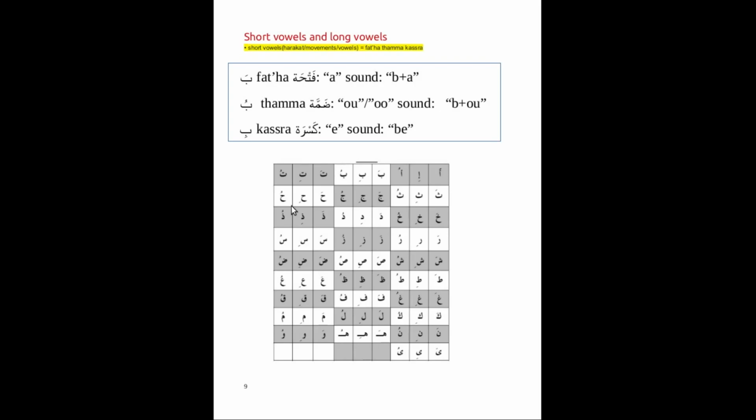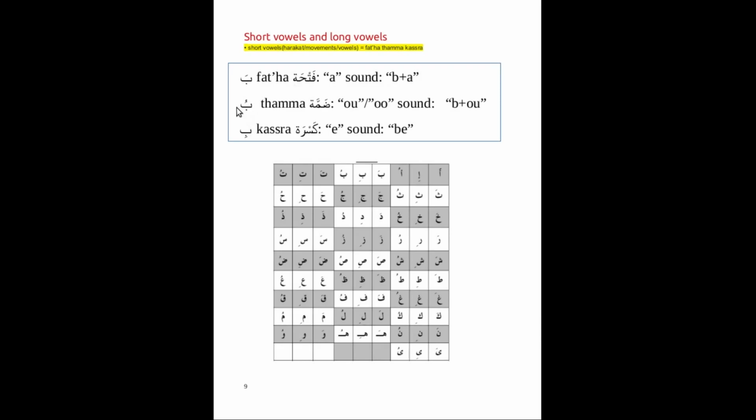Let's move on. So short vowels and long vowels. Let's move to the vowels. We've talked about vowels, but not in detail. We actually have two types of vowels, either short or long vowels, and they're very simple. If you see a vowel on top, this is for example the ba letter. The basic sound of ba is b, b, b, b. So the vowel on top that you see is the sound of a. So b plus a is ba.